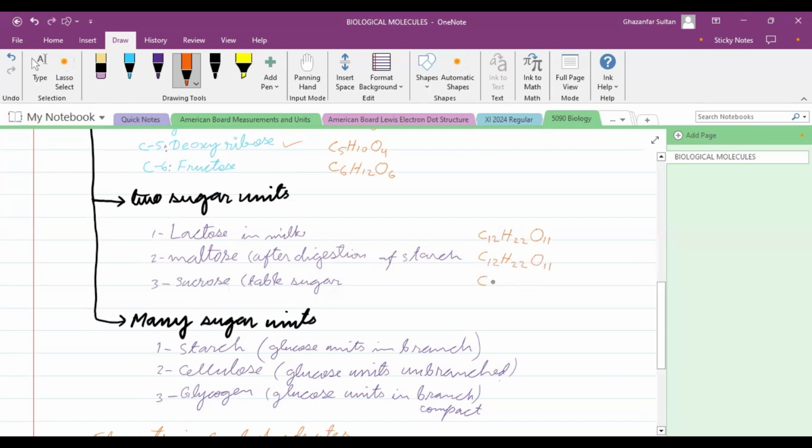C12H22O11. Although the chemical formula is same, these are different molecules, and they have different tastes.